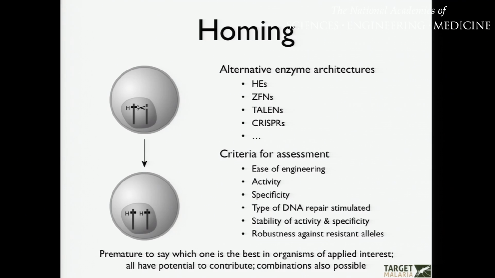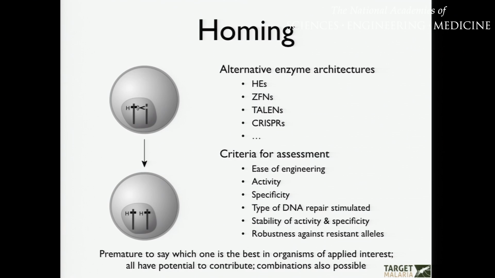There's a number of criteria to be thinking about when you're deciding about these alternative architectures. So ease of engineering is a really important one, obviously, to be able to target a specific sequence in a mosquito or whatever species. And that's why CRISPRs have gotten a great deal of attention recently, because they are so easy to re-engineer. But that's not the only criterion that's going to be important in thinking about a product for actual release and rollout.